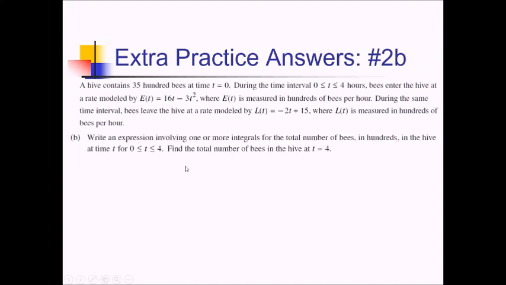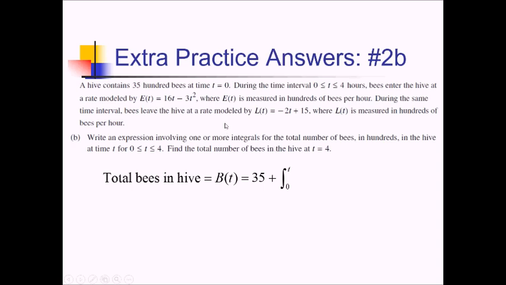On this part, they want an expression with one or more integrals for the total number of bees in hundreds in the hive at time t, given the time interval from 0 to 4. And then they want the total number of bees at specifically time 4. So first off, our total number of bees in general, which I'm going to call B of t, that's going to be my starting amount of bees, which was 3,500 bees, plus now we have an integral from 0 to whatever time you're looking for. So we'll say the integral from 0 to t of, and now I have to integrate the rate at which the bees are changing.